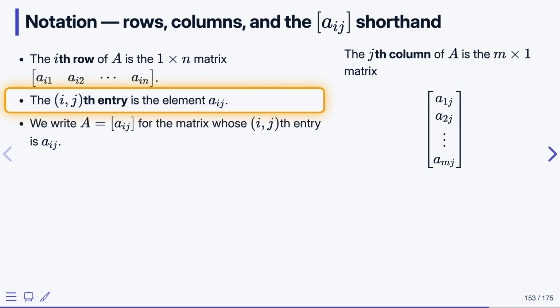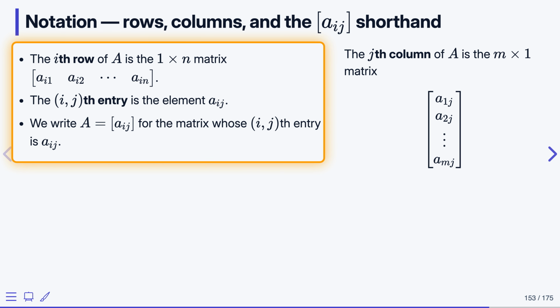The single element, a sub ij, is called the ij entry of A. And there is a shorthand for the whole matrix. We write A equals square bracket a sub ij, which means the matrix whose ij entry is a sub ij. It saves drawing the whole grid every time.